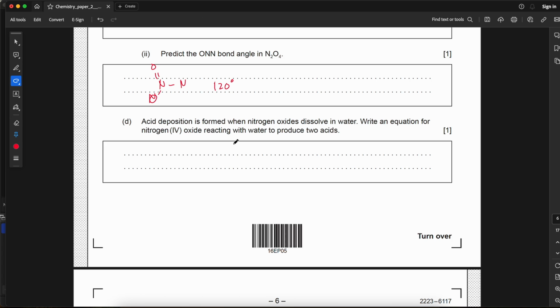Acid deposition is formed when nitrogen oxides dissolve in water. Write an equation for nitrogen dioxide reacting with water to produce 2 acids. So that would be 2NO2 gas. When it reacts or dissolves in water, it will produce HNO2 and HNO3.